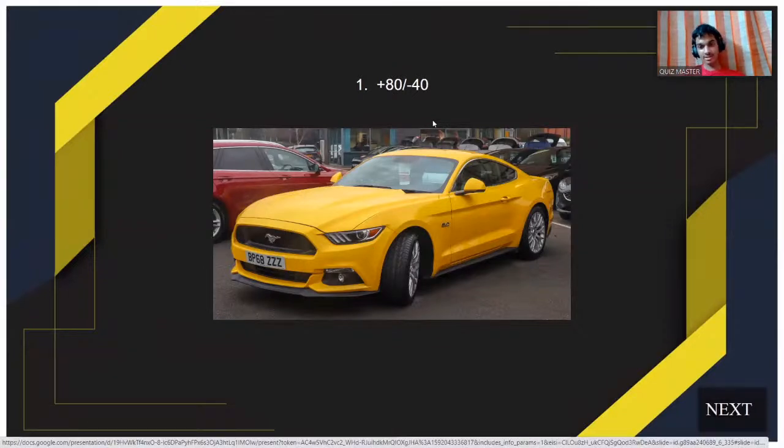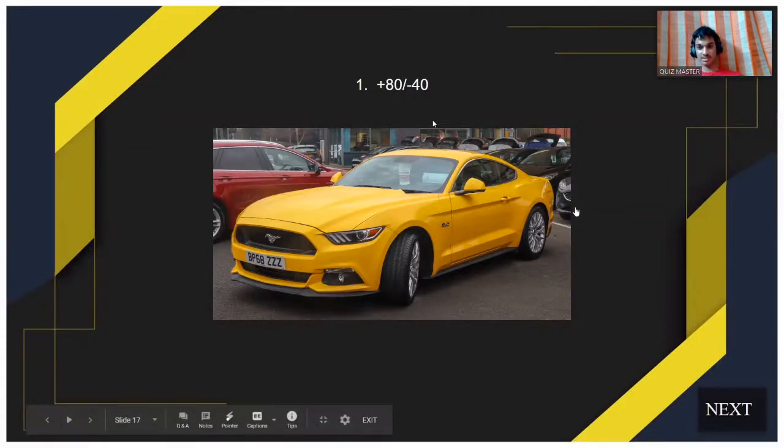This car. I mean, if you guys know your cars, this round is going to be a good one for you. There are a lot of cars in this round. So this carries a plus 80, minus 40. There are 8 images in this. And if you somehow get it now, you are going to be going up quite a few points. I'm assuming no guesses.